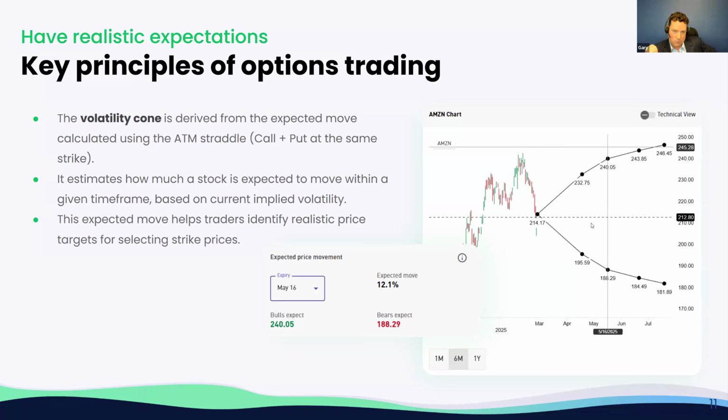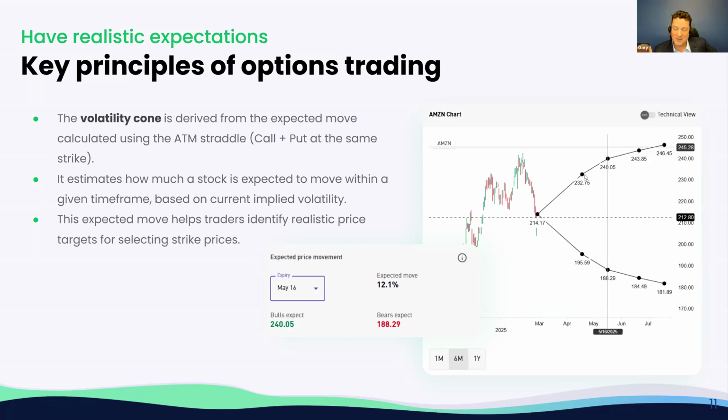So this cone, we built it around expected move, which is calculated using the at the money straddle. Now, you don't have to understand all these concepts. We give you education in the tool to understand what this means, but it's the price of the at the money calls plus the at the money puts for this particular expiry at the same strike price, right? This combined cost reflects what the market is collectively pricing in for movement between now and expiration at each point. So we can see what's being priced in real time, what the option traders are pricing. Again, it's not a perfect science. It's just an estimate of where you think the stock's going to go by a certain date.